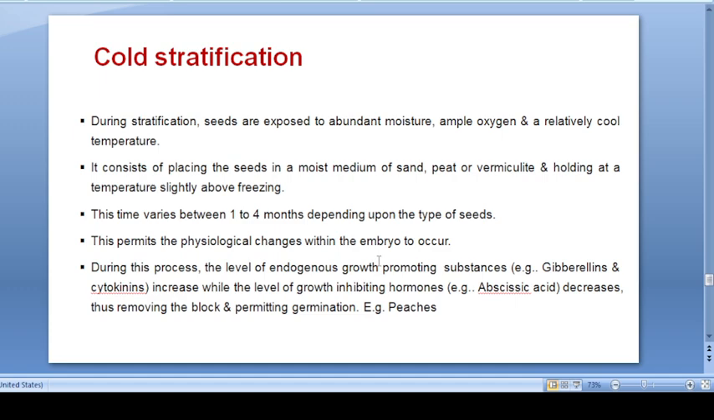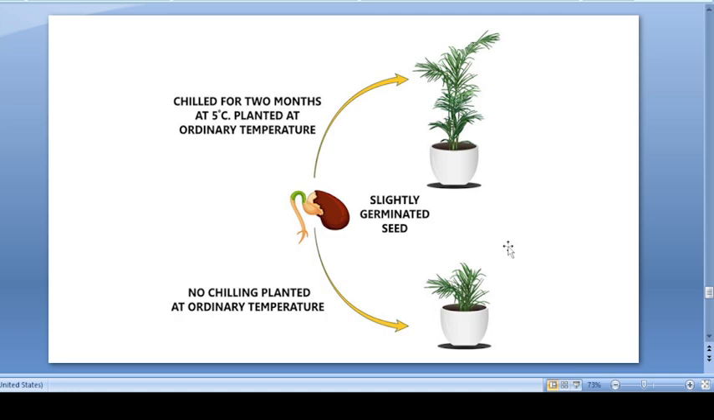The best example for cold stratification is peaches, and also most of the temperate fruit crops are propagated through seeds for raising the rootstock. So in that situation, the seeds of these temperate fruits have to be subjected to cold stratification or moist chilling. So here you can see, if we do the stratification, how the plant will grow, and if there is no stratification, how it will germinate.